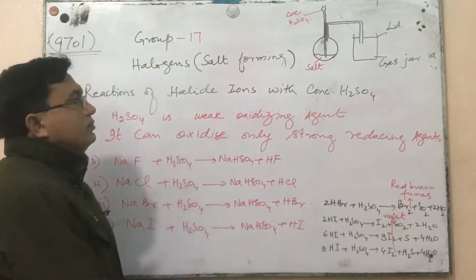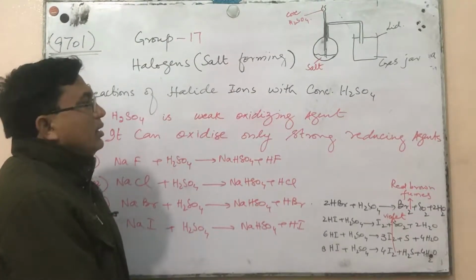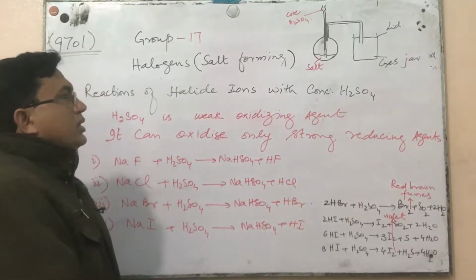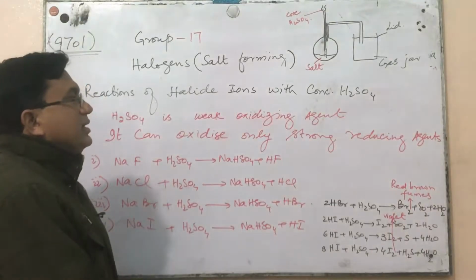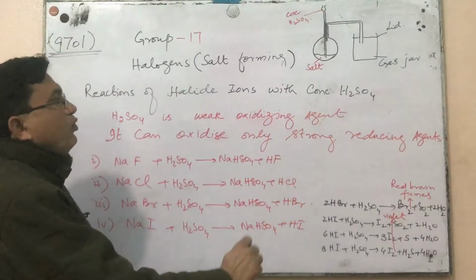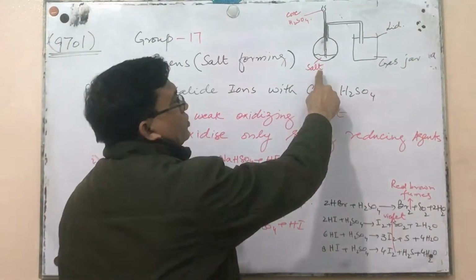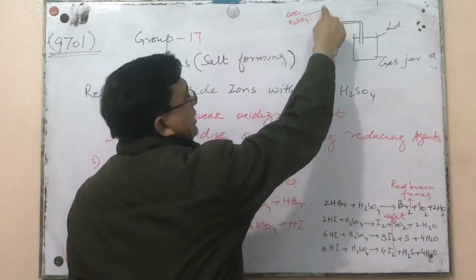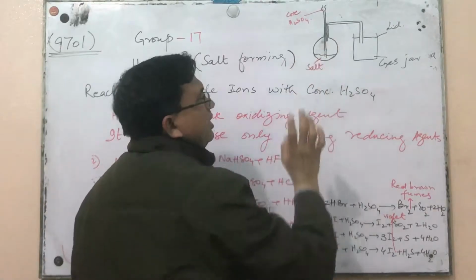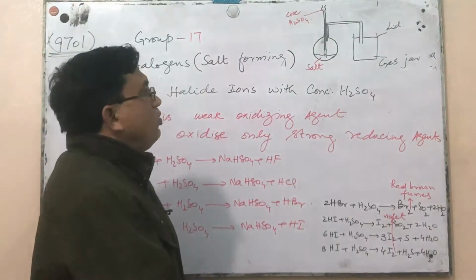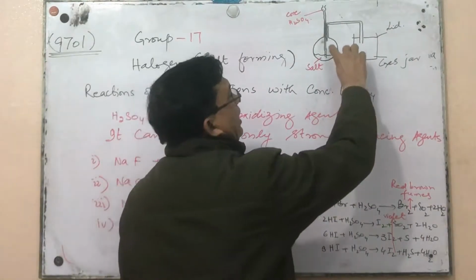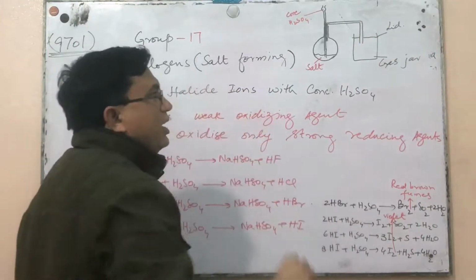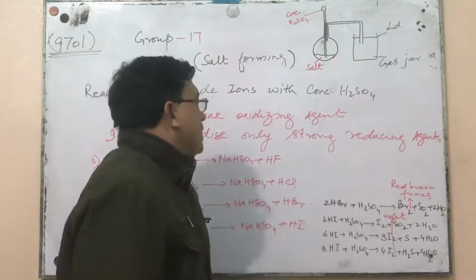Whenever we want to produce hydrohalic acids, we can treat a solid salt of the halide with concentrated sulfuric acid in a sealed round bottom flask. Via a delivery tube, all gases produced can be collected into a beaker.